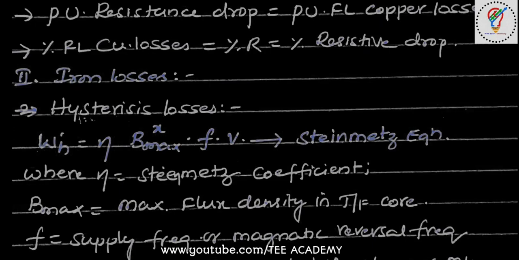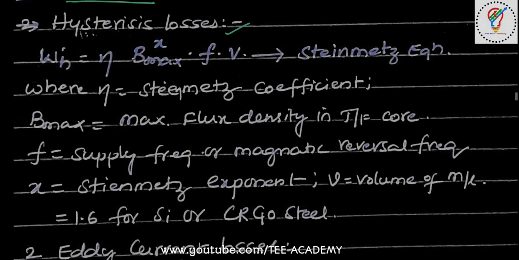Transformers, important points or formulas, for the examination of Tamil Nadu Teachers Recruitment Board and AP Gram Sachivalayam as well as ESC exams. Yesterday we discussed the iron losses. In the iron losses there are two types of losses: hysteresis losses as well as eddy current losses.